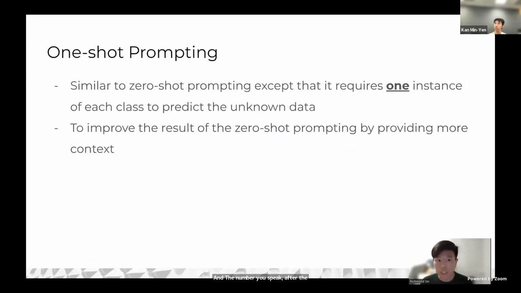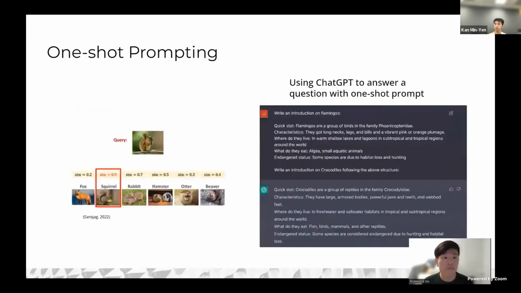And next, we have one-shot prompting. Similarly to zero-shot, it requires one instance of each class to predict unknown data. Each shot is to provide more context and more knowledge for the model to make a more accurate prediction. It's actually to improve the result by providing much more information.